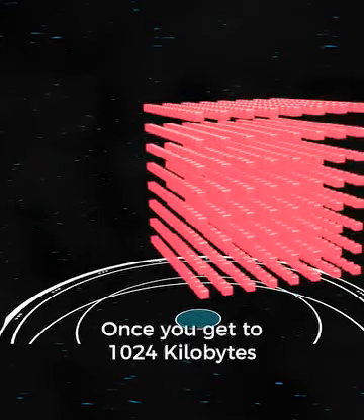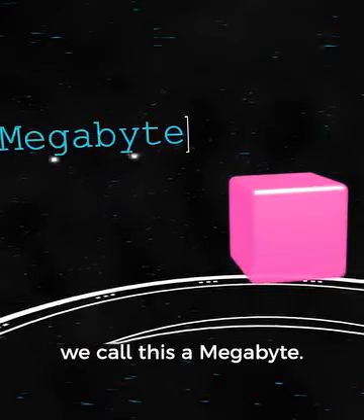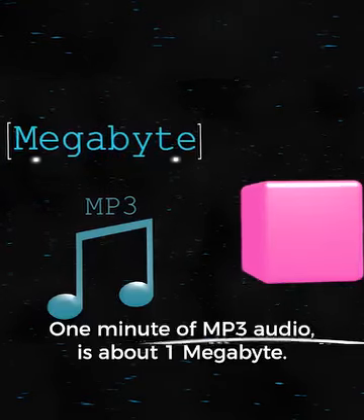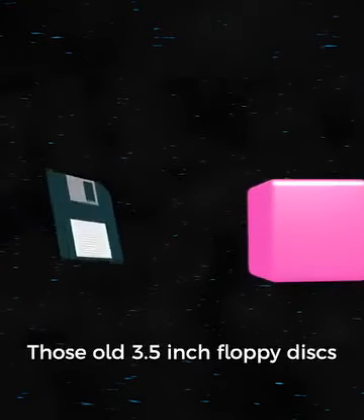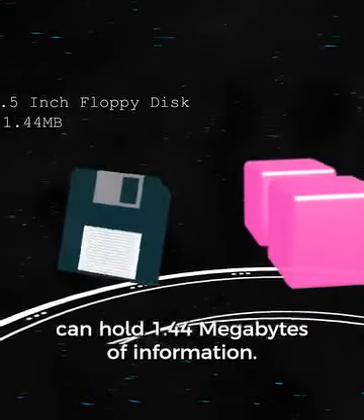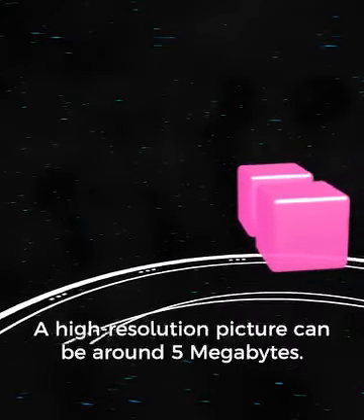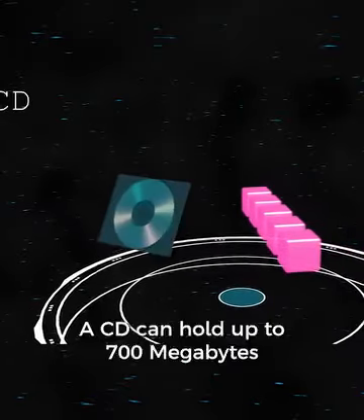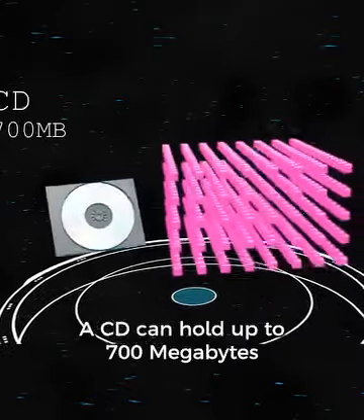Once you get to 1024 kilobytes, we call this a megabyte. 1 minute of MP3 audio is about 1 megabyte. Those old 3.5-inch floppy disks can hold 1.44 megabytes of information. A high-resolution picture can be around 5 megabytes. A CD can hold up to 700 megabytes.